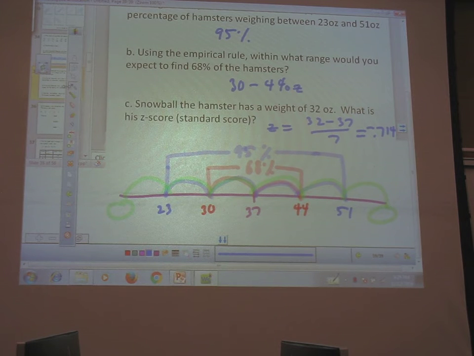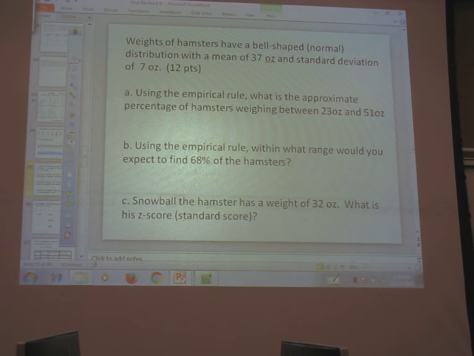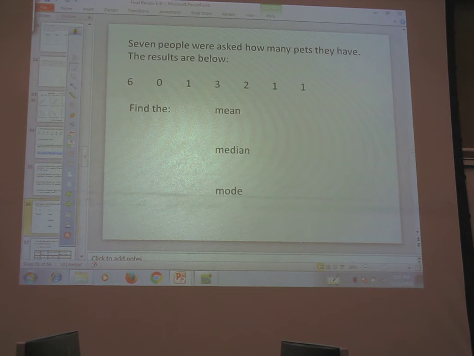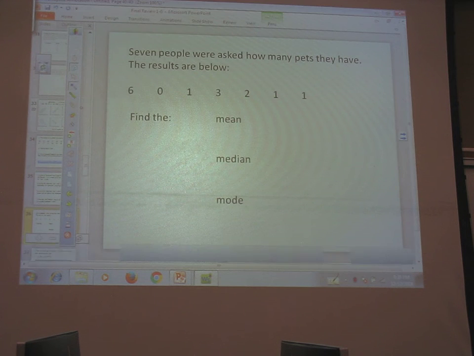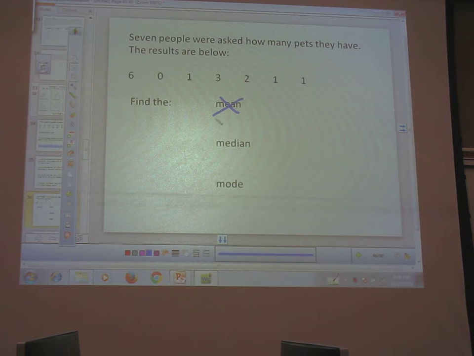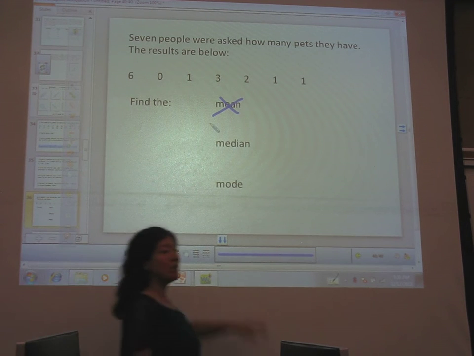Great. So, watching this will help you somewhat on the final. Doing it will help you a lot more on the final. How do I know? Because I see many students do and not do. Having notes will also help. Alright, so this one, don't worry about the mean, find the median and mode.